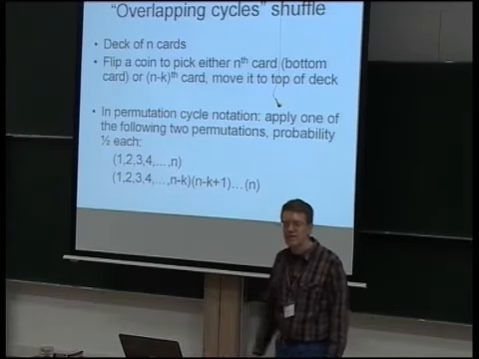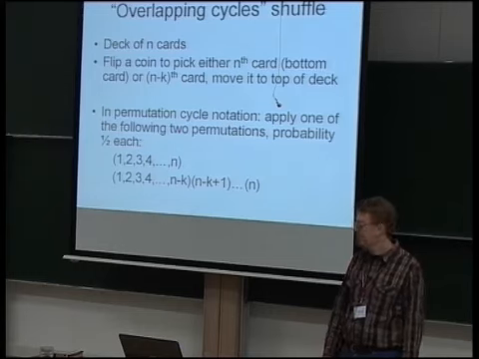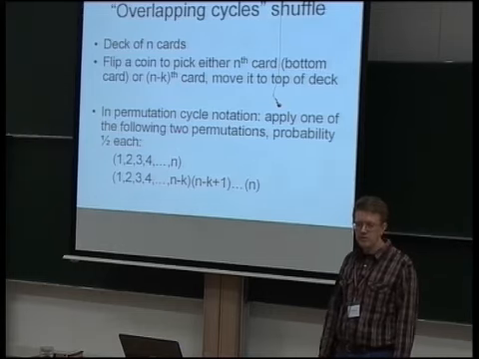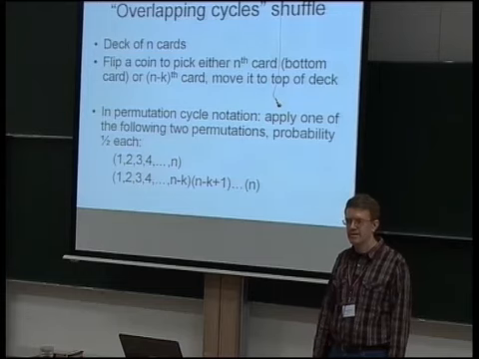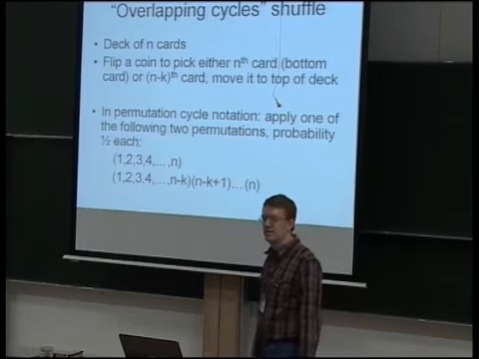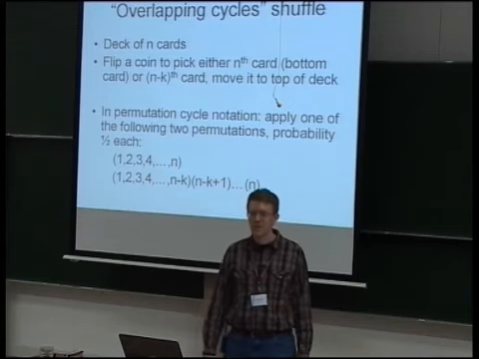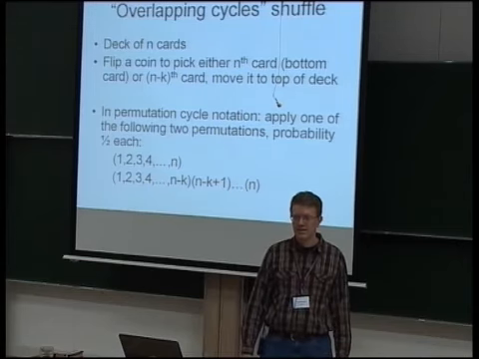Yes? Excuse me, is k some fixed number here? For a given shuffle, it's fixed. Yes. And it's overlapping because these two long cycles overlap in n minus k places. Right.